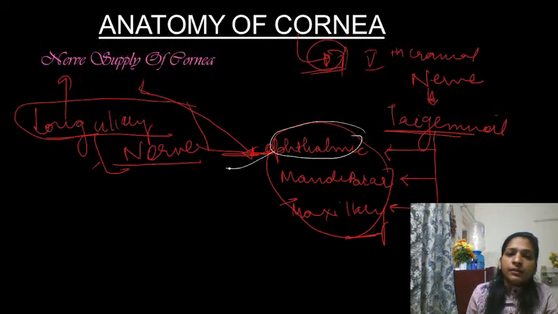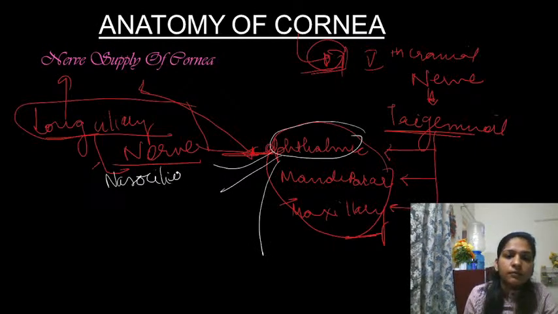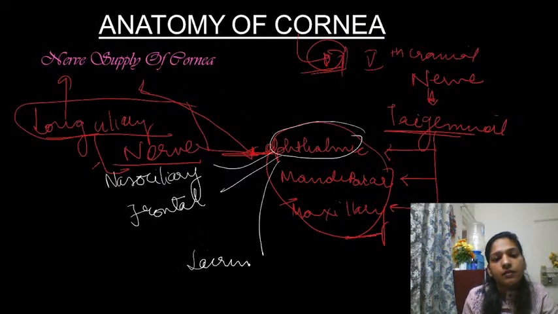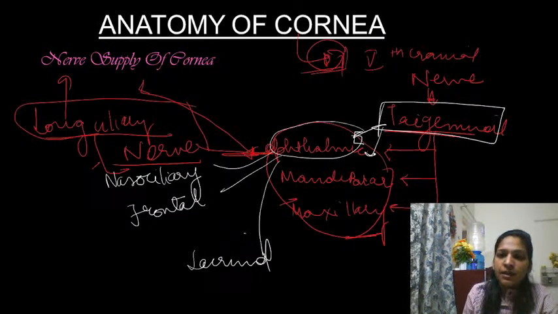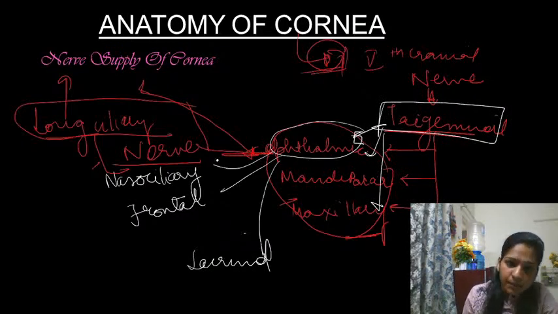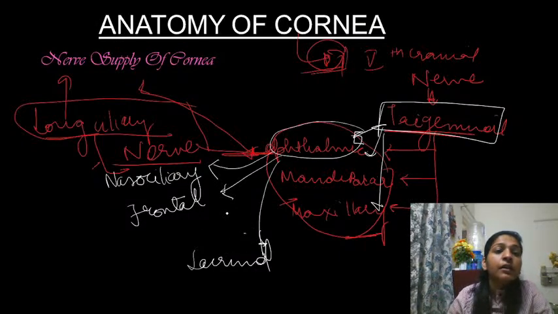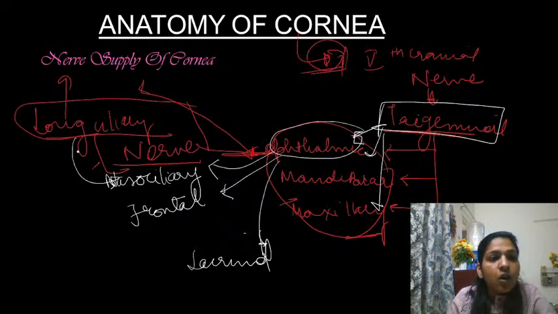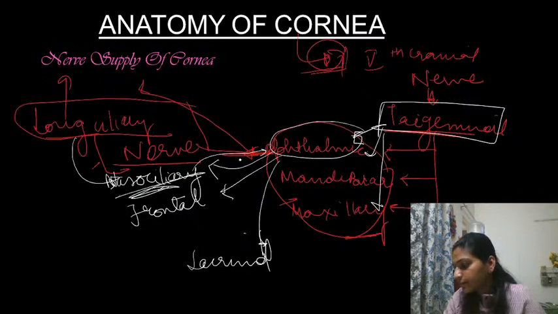This ophthalmic branch has another three nerves. Sorry, I forgot to tell you people. Nasociliary, frontal and lacrimal. Now you have to revise with me. Trigeminal has three parts: ophthalmic, mandibular and maxillary. Ophthalmic has further three parts: nasociliary, frontal and lacrimal. Thank you Devansh for reminding me. Now long ciliary nerve is a branch of nasociliary nerve. I want to correct myself. Long ciliary nerve is a branch of nasociliary nerve, which is in turn a branch of ophthalmic nerve. So this is the hierarchy of the nerves, okay. Fine.